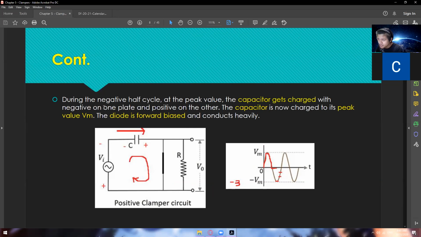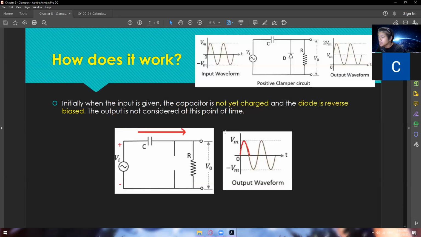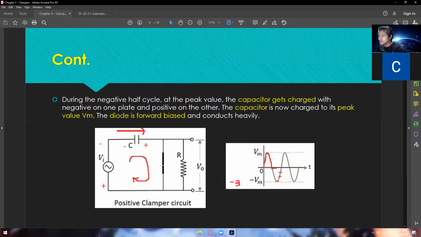Let's analyze. We are now in the negative half cycle. Negative is connected to the negative, and positive is connected to the positive. So this is our original circuit, and this will make the diode forward biased. If you consider this as an ideal diode, naturally it will accept voltage. As a result, it will work as a closed circuit or a closed switch. So during the negative half cycle, we now have a closed loop here.